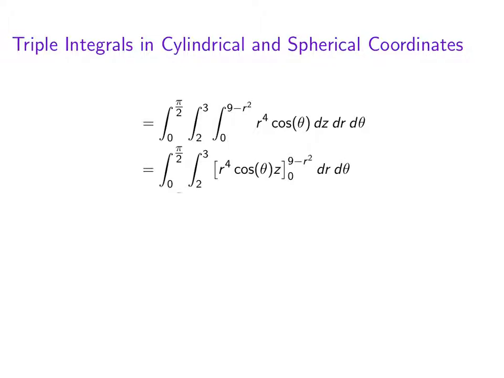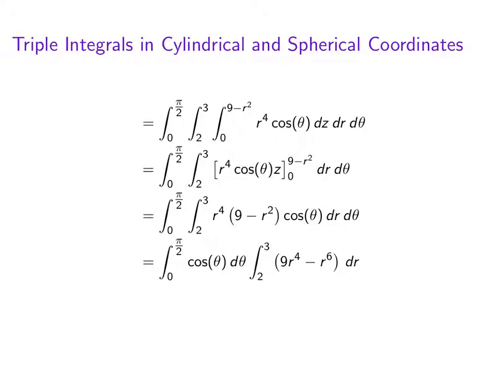Evaluate that inside integral. Very easy because there's no z involved. Now we have to plug in the 0 and the 9 minus r squared. Here's what we get after plugging in that 0 and 9 minus r squared. Very happy, of course, to have this 0 here.